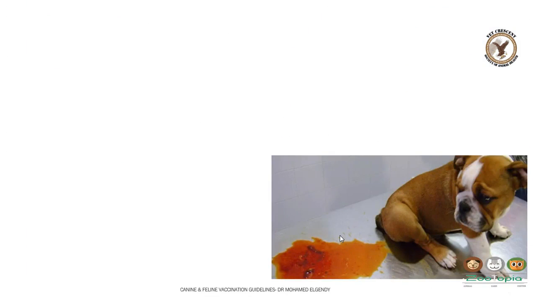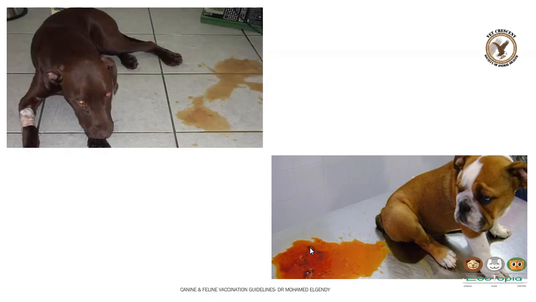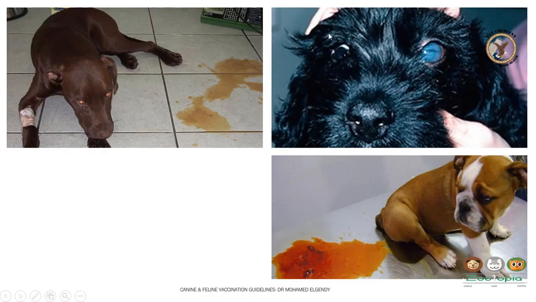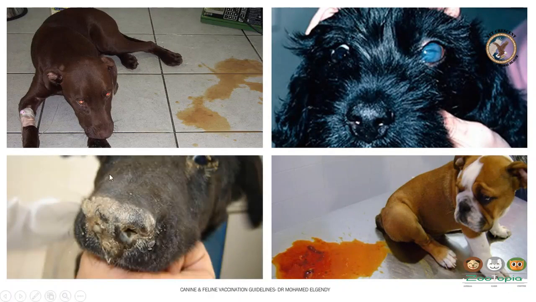So we can see this puppy with this bloody diarrhea, which is the sign if you think mainly of parvogastroenteritis, and this one is also parvogastroenteritis. Look at this eye, characteristic of distemper, and this nostril, hyperkeratosis in the nose and hyperkeratosis in the foot, also characteristic of canine distemper.